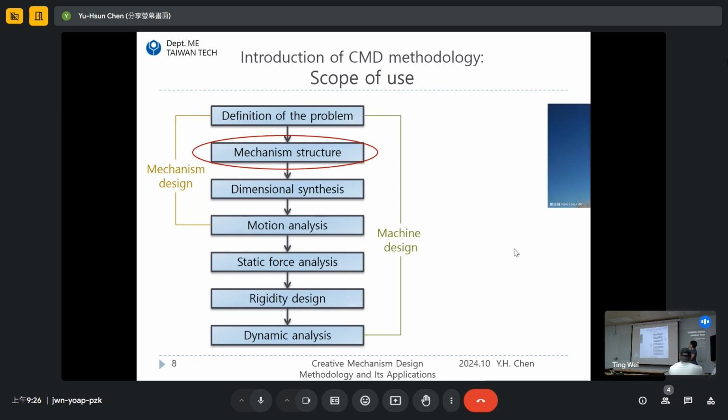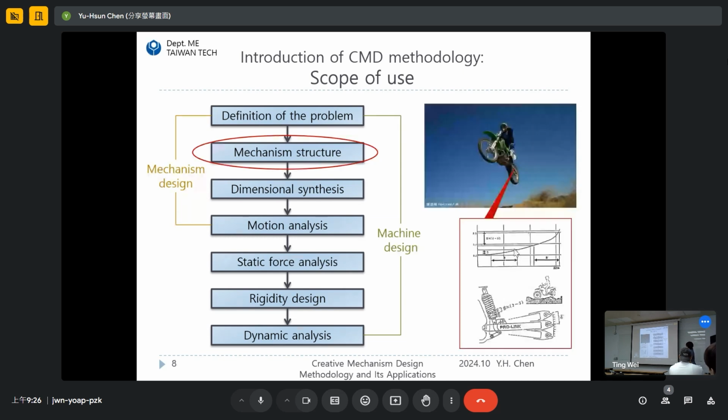That is a suspension. Here is a suspension mechanism for the motocross. Over here we can see that it's a shock absorber. And if you have the experience of riding a scooter or motorcycle, I think it is important for your experience, whether or not it's comfortable. If the shock absorber is too hard or too soft, I think the experience will not be good.